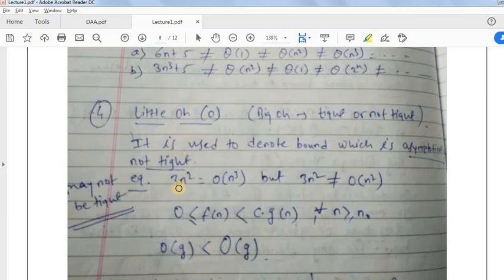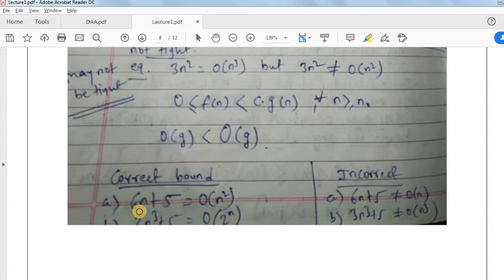Example, 3n square belongs to little o of n cube, but 3n square will not belong to little o of n square. With n square, there is a match, and we are interested in all greater bounds. There should not be equality. So little o of g is smaller than big O of g. Big O of g will have more functions comprised irrespective of little o.